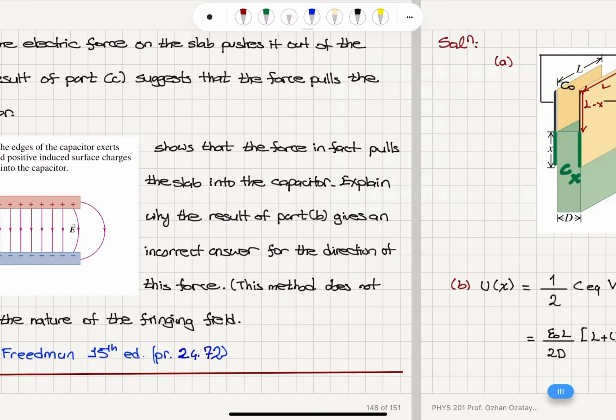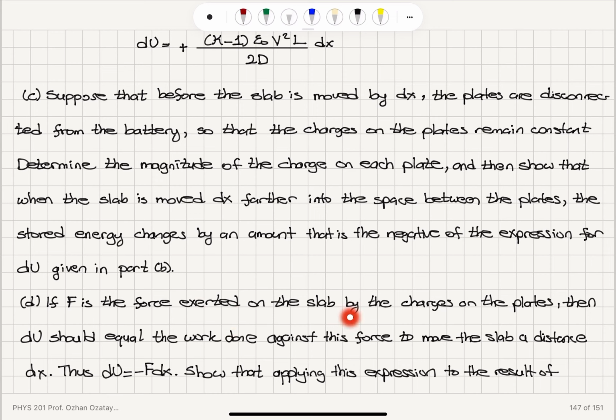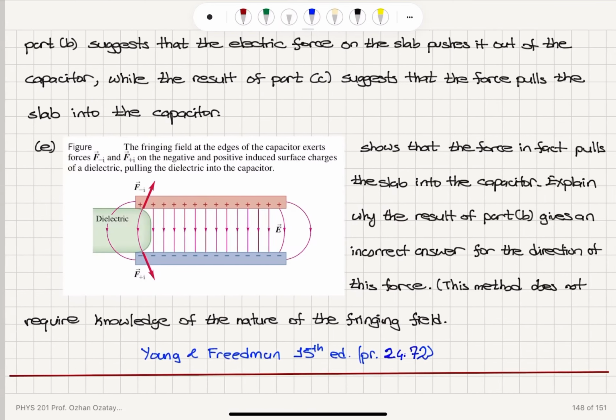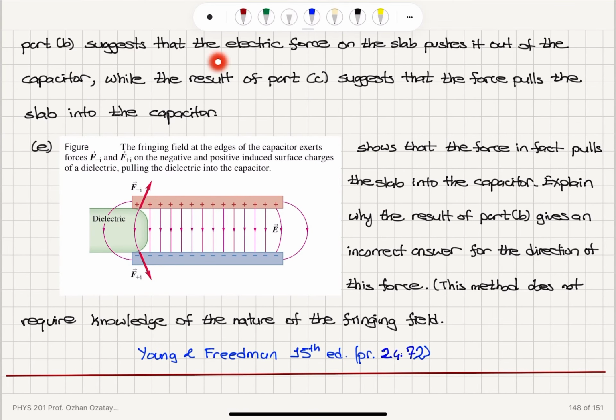Now part D, if F is the force exerted on the slab by the charges on the plates, then dU should equal the work done against this force to move the slab a distance dx. Thus dU is equal to minus F dx. Show that applying this expression to the result of part B suggests that the electric force on the slab pushes it out of the capacitor, while the result of part C suggests that the force pulls the slab into the capacitor.